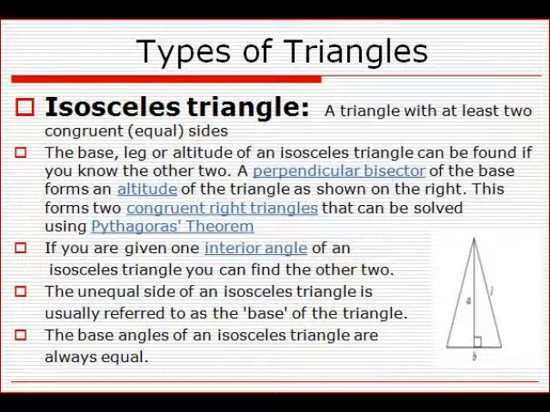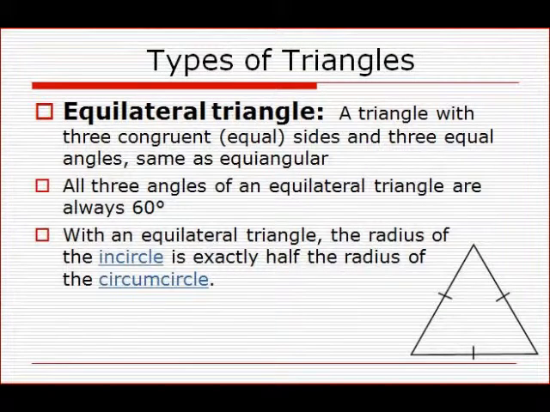The interior angles. If you are given one interior angle of an isosceles triangle, you can find the other two. Remember, the two by the base are the same. An equilateral triangle is one in which all three sides are congruent, the same length. It also has the property that all three interior angles are equal. It's really the same thing as an equiangular triangle.